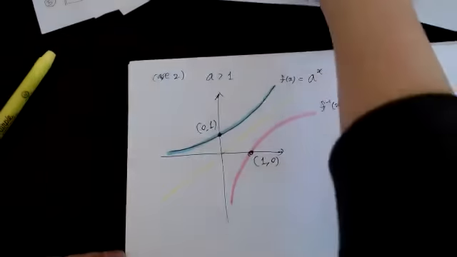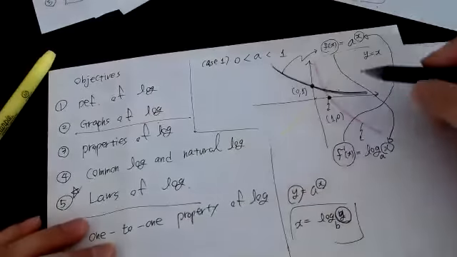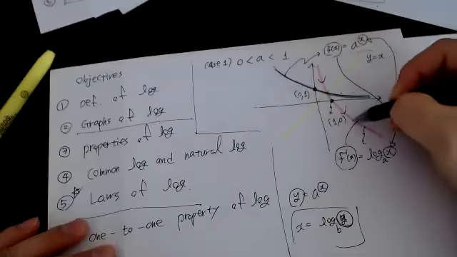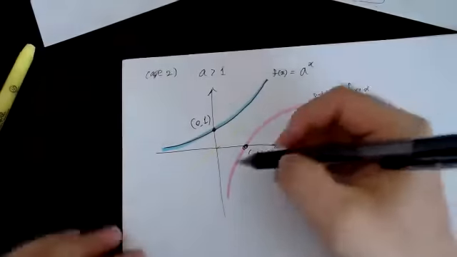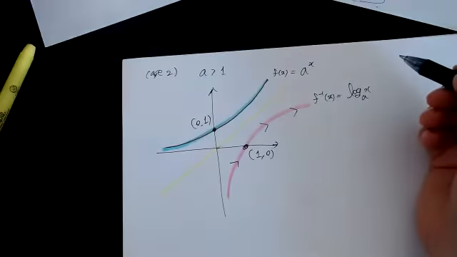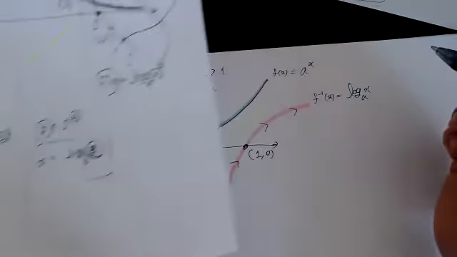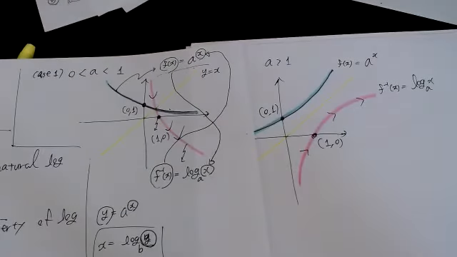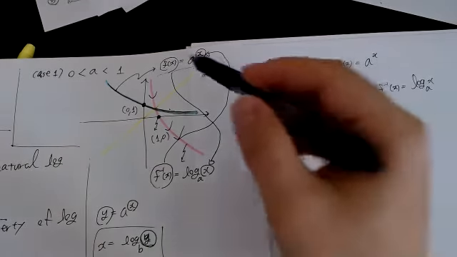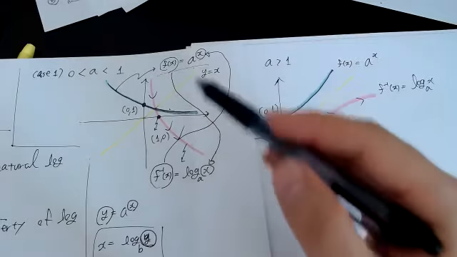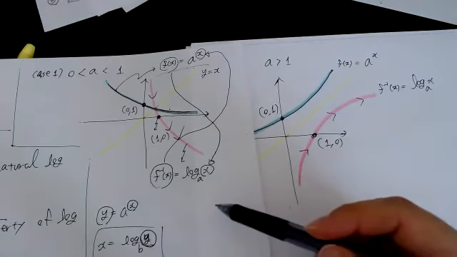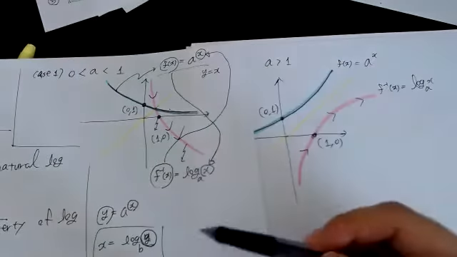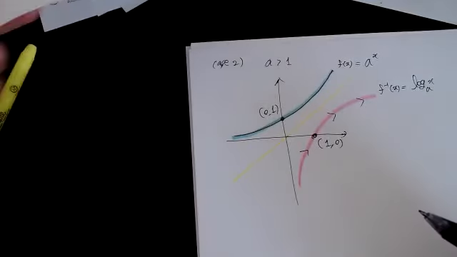As you can see, if base a is between 0 and 1, the graph is a decreasing function. If a is greater than 1, it is an increasing function. And what about the range and domain for both cases? The range is going to be negative infinity to infinity. The domain must be 0 to infinity. It makes sense because the domain of the exponential function must be the range of the log function, and the range of the exponential function must be the domain of the log function, right? So keep in mind this.